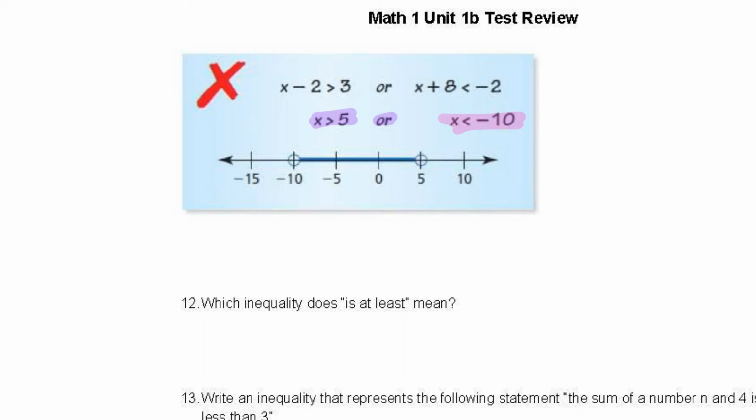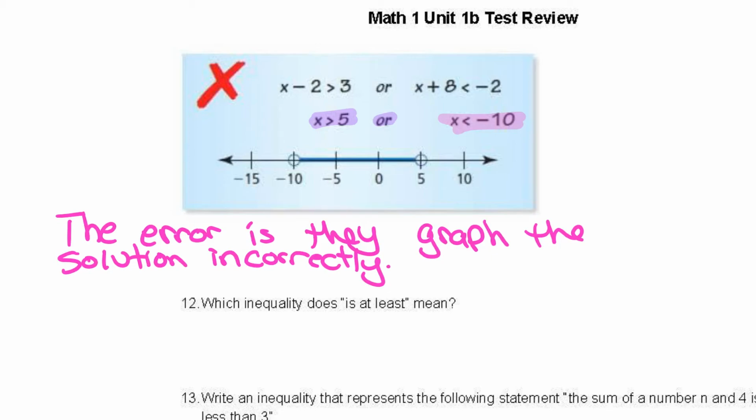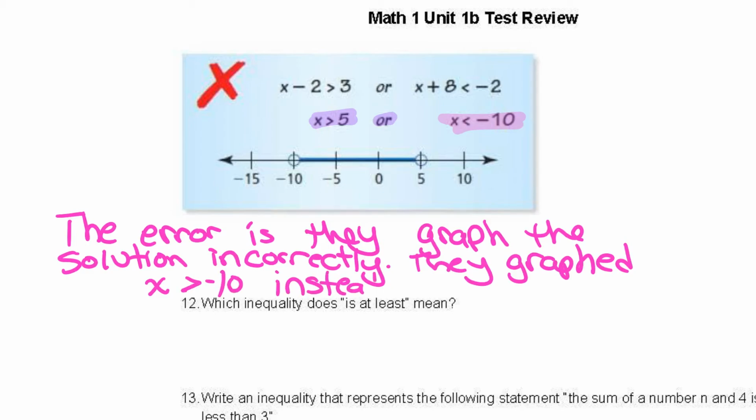So the error is they graphed the solution incorrectly. Well, how did they graph the solution incorrectly? They graphed x is greater than negative 10 instead of x is less than negative 10.